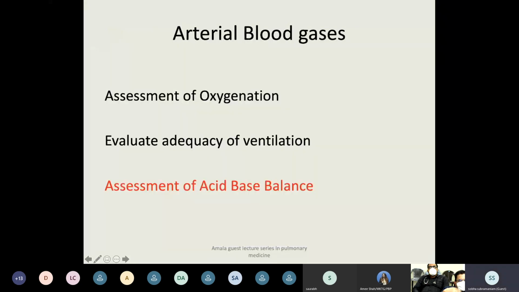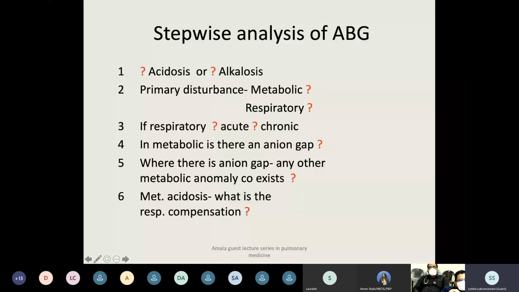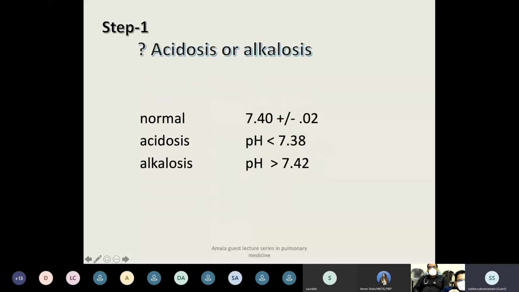Now, the third part of the ABG analysis is assessment of acid-base balance. The stepwise analysis of ABG is done. I'll go on to the steps. So first, you look at the pH and say whether it is acidosis or alkalosis. So normally 7.40. pH less than 7.38 is acidosis. pH above 7.42 is alkalosis. Simple. And then you go on to the next step.